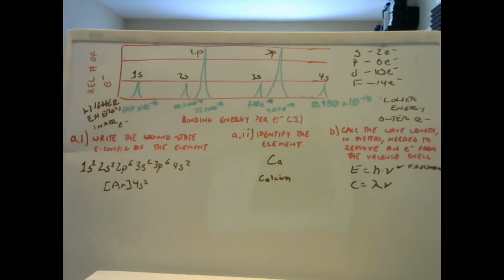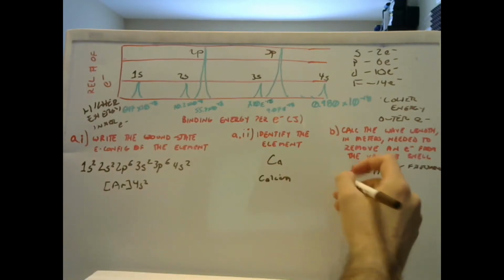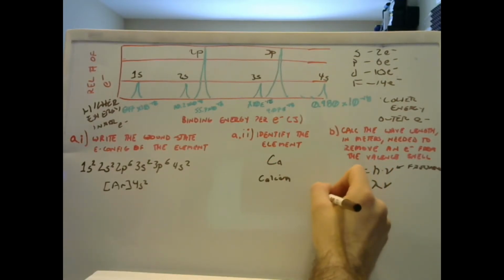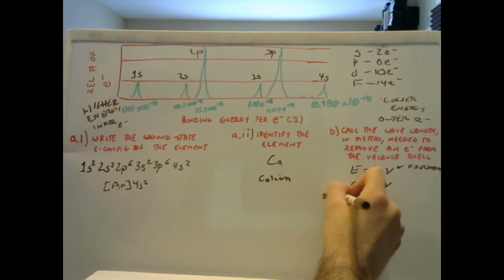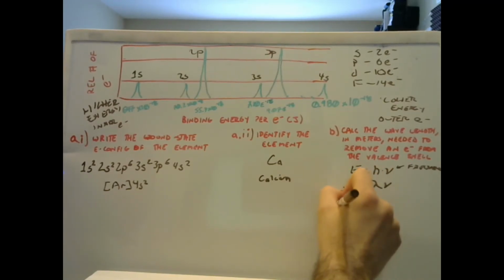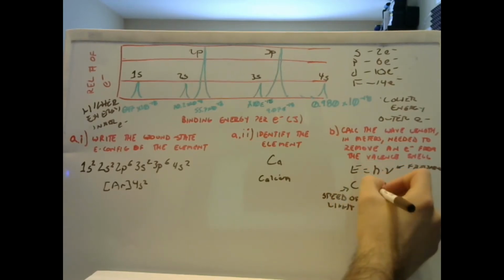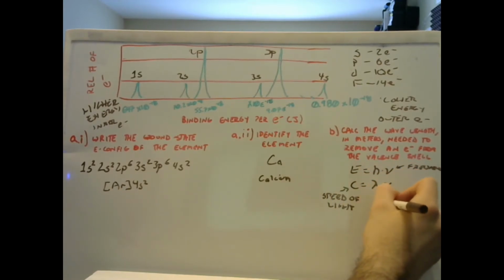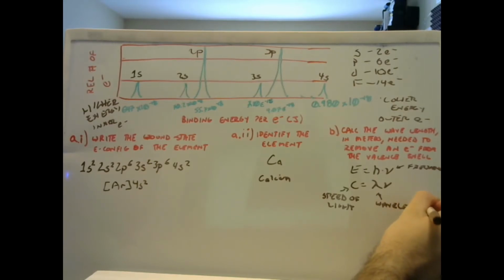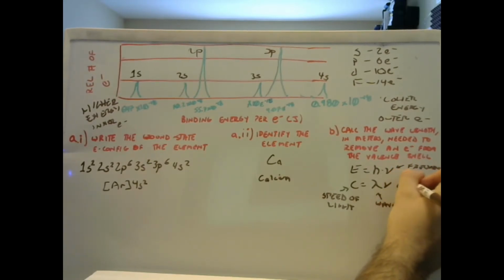The second equation we have is the speed of light equation. It says that the speed of light, which is c and constant, is equal to the wavelength times the frequency.